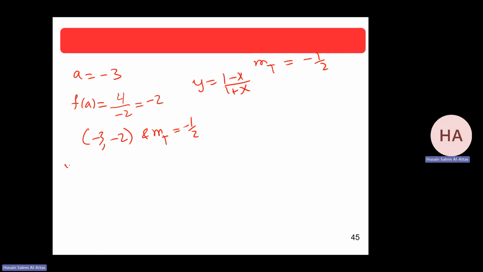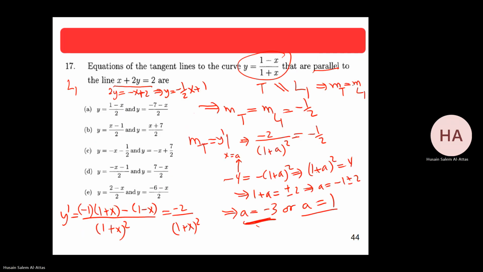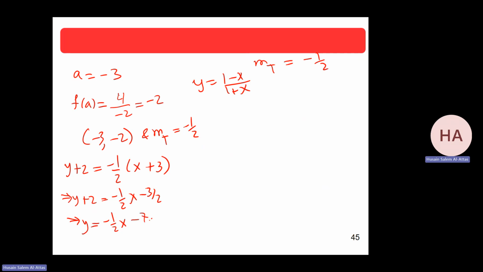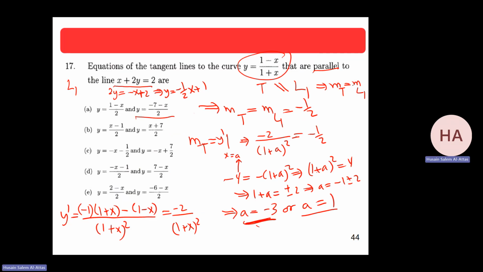So you have the point minus 3 and minus 2, with slope minus half. What will be the equation? Y plus 2 equals minus half times x plus 3. So y plus 2 equals minus half x minus 3 over 2. So y equals minus half x minus 7 over 2, since minus 2 minus 3 over 2 is minus 7 over 2. I can write it as minus x over 2 minus 7 over 2.